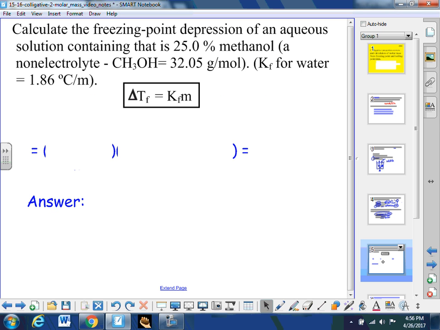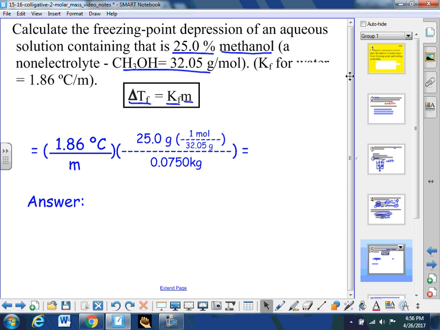To remind you how to calculate freezing point depression from this data, again, the change in the freezing temperature equals the molar freezing point constant times the molality. Now you're given a 25% solution of methanol. This is a non-volatile, non-electrolyte substance. It has a molar mass of 32.05. And we're just going to take the molar freezing point constant, which is 1.86, multiply it by its molality.